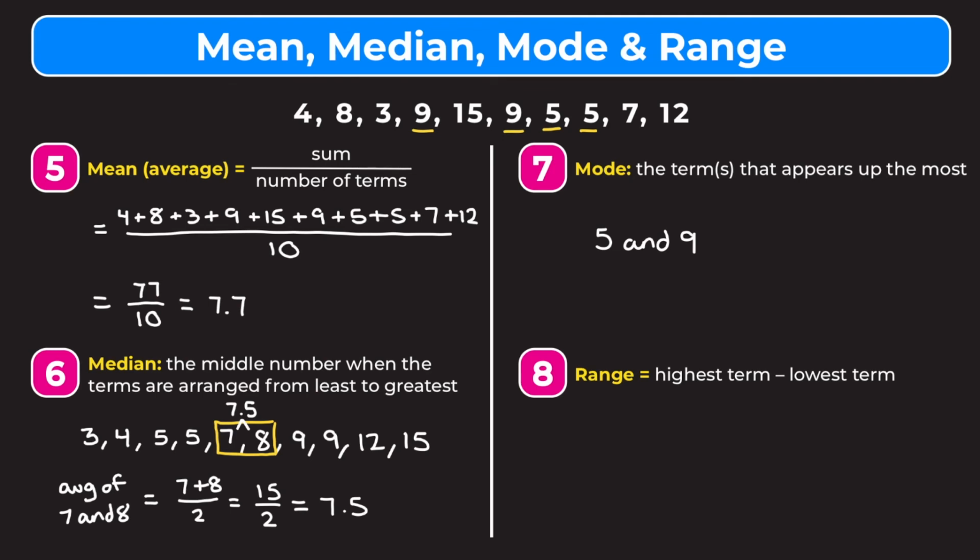And finally, looking at example 8, the range, which is the highest term minus the lowest term. Our highest term is 15. Our lowest term is 3. 15 minus 3 gives us a range of 12. So hopefully this video helped you guys understand mean, median, mode, and range a little bit more.